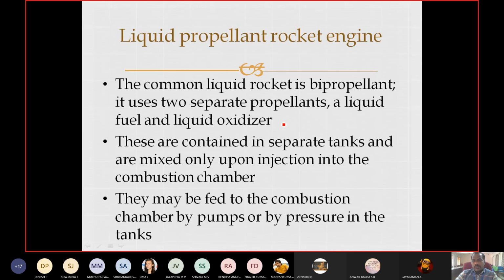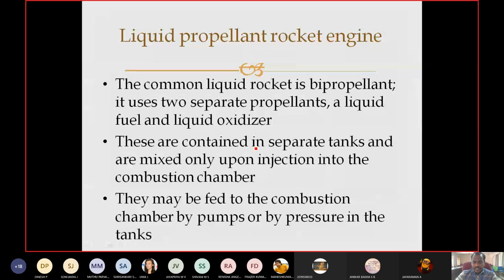Then we have two propellants. One is liquid propellant for rocket engines, and the other is solid propellant for rocket engines. So liquid propellant: the common liquid rocket is a bipropellant. It uses two separate propellants, a liquid fuel and a liquid oxidizer. These are contained in separate tanks and are mixed only upon injection into the combustion chamber. They may be fed to the combustion chamber by pumps or by pressure in the tanks.